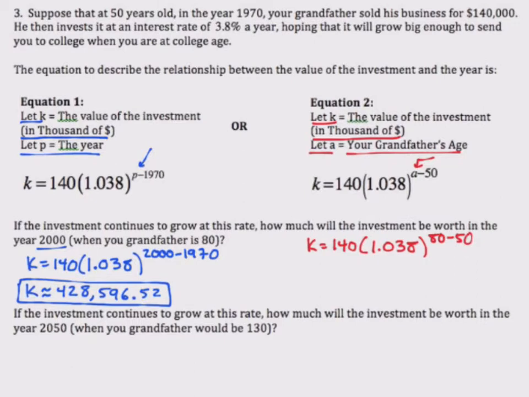Note to self, 80 minus 50 is 30. It's going to be the exact same thing as 2000 minus 1970. Of course, we're going to end up with the exact same approximate value of that investment at $428,596.52.